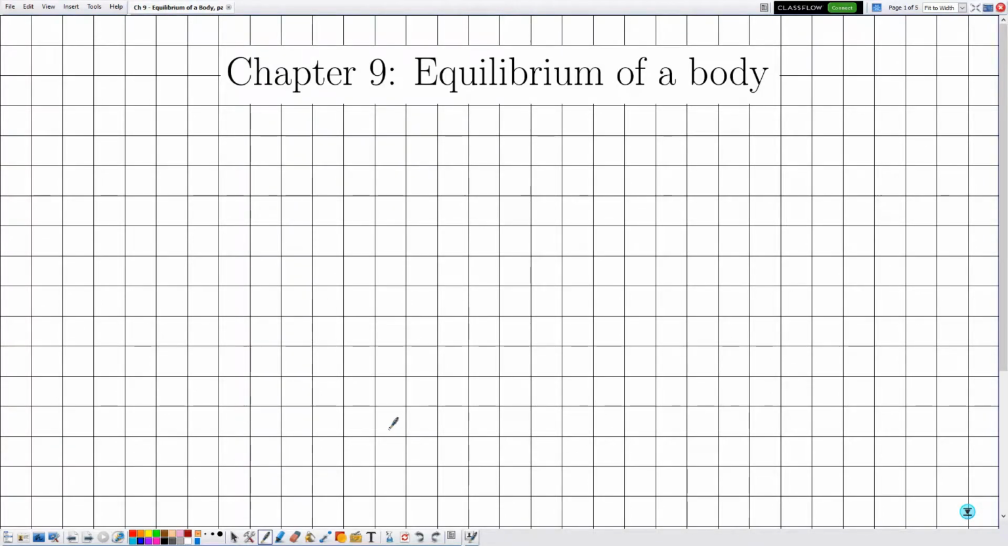Okay, hello everyone, in a new video. In this one we are going to start a new chapter, which is chapter number 9, Equilibrium of a Body, in the third unit of mechanics. And let me start with the first section, which is the condition of equilibrium.